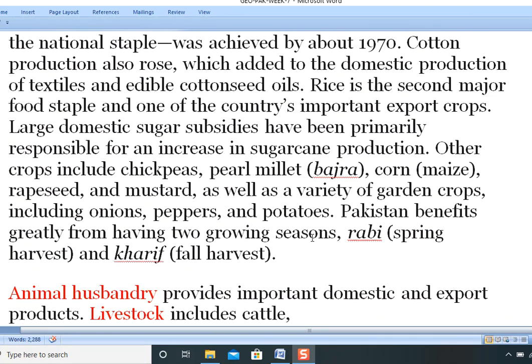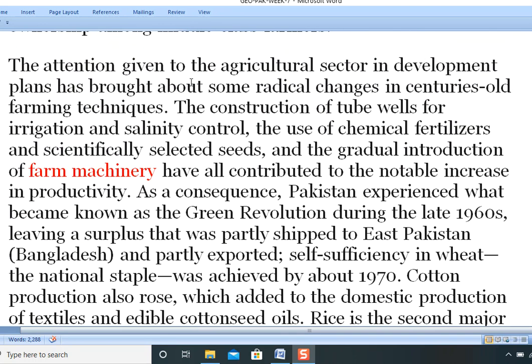Similarly, the attention given to the agriculture sector in development plans has brought about some radical changes in centuries-old farming techniques. The construction of tube wells for irrigation and salinity control, the use of chemical fertilizers and scientifically selected seeds, and the gradual introduction of farm machinery have all contributed to a notable increase in productivity. In the 1960s, 70s and 80s, agriculture universities were developed, for example the Agriculture University of Faisalabad, the Arid Agriculture University Rawalpindi, and many others.